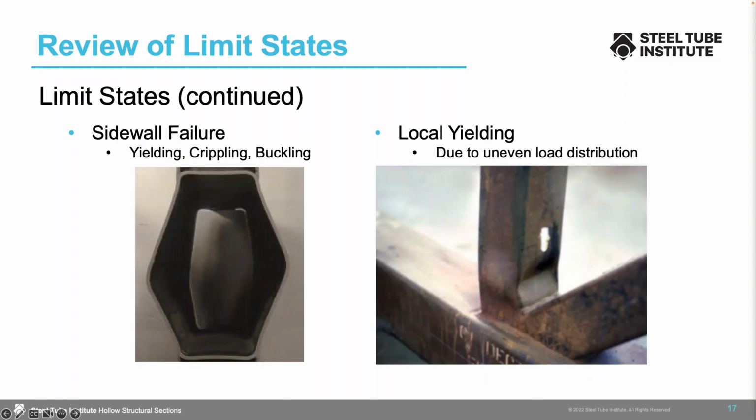Some additional limit states are sidewall failure, which can take the form of yielding, crippling, or buckling. And then lastly, we can have local yielding due to uneven distribution of load. And that basically means that the chord member is more stiff than the branch that's framing into it. And so you can see premature failure of the branch members due to that uneven stiffness. So these are just some of the limit states to check when designing with HSS connections. With all connection approaches, we recommend, and you must check all applicable limit states for your connection to determine which one is governing.